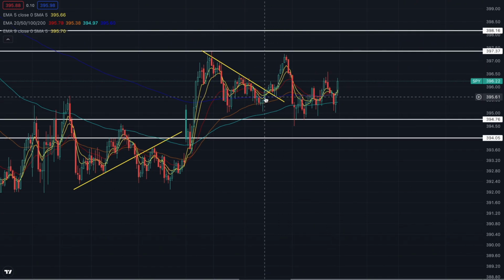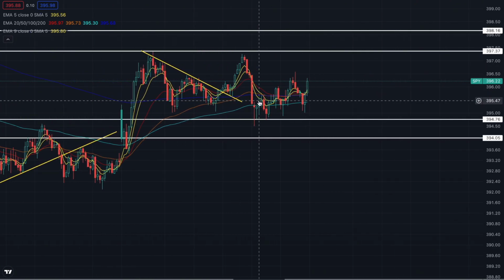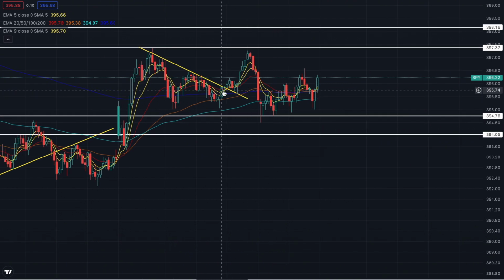But also right here, I forgot to tell you guys that when the 5 and the 9 EMA cross, sometimes it acts like a MACD indicator, if you know what that is. This is the 5 EMA and it just crosses above the 9 EMA. That's how you know that it's going to be a little push.